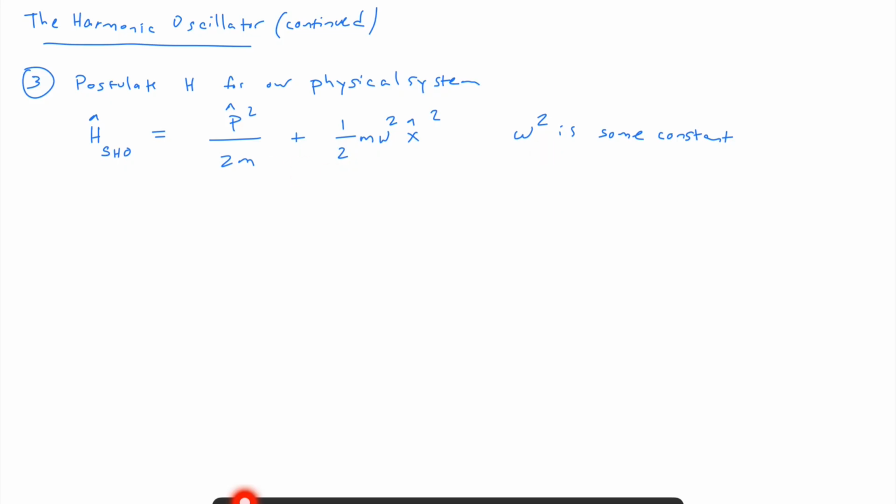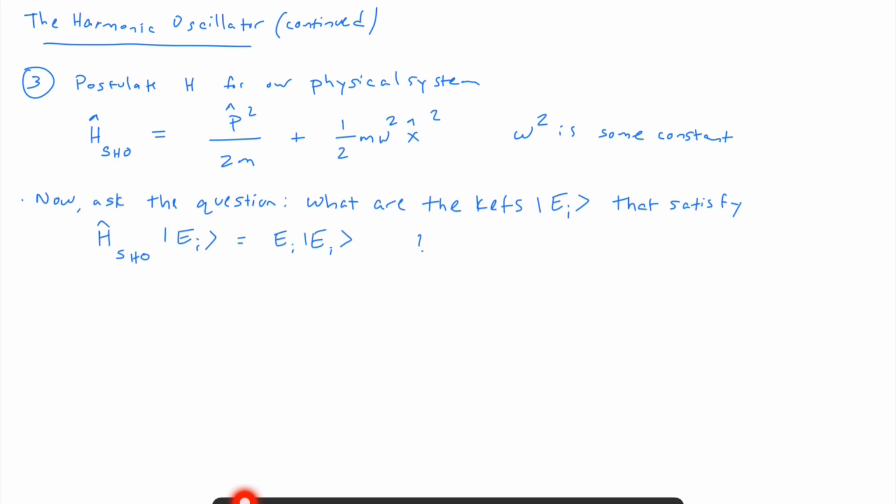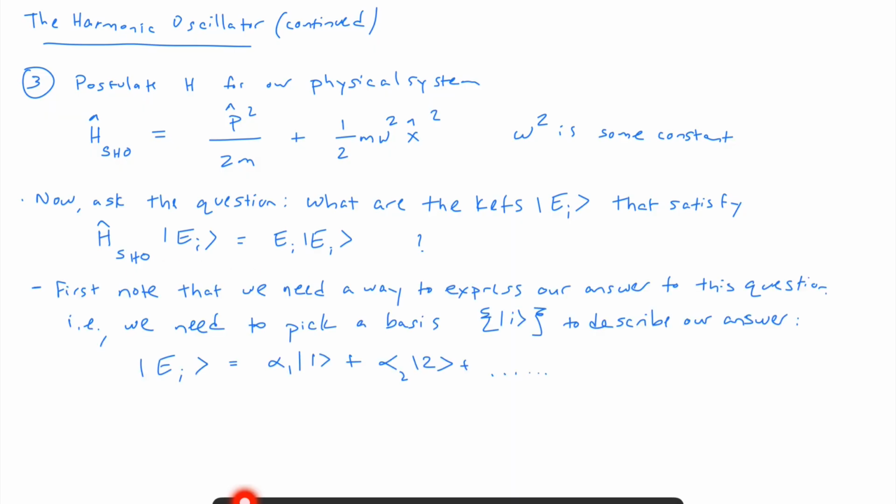A lot of times when you just study quantum mechanics, they just start with the Hamiltonian, but technically, to be strict, you have to first define your Hilbert space, define your operators, then talk about the Hamiltonian for it to make any kind of mathematical sense. Then you can ask the question, what are the eigenstates and eigenvalues of the simple harmonic oscillator that satisfy this classic eigenvalue eigenvector equation? And first note that we need a way to express our answer to this question.